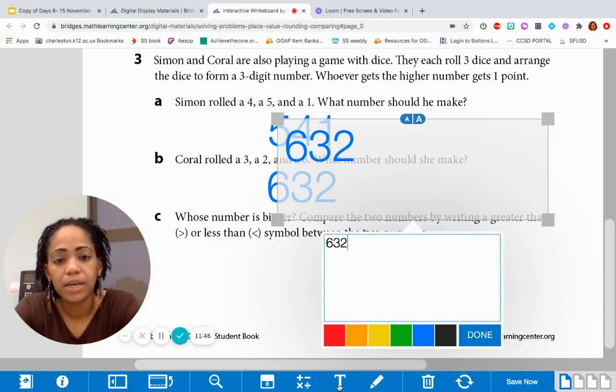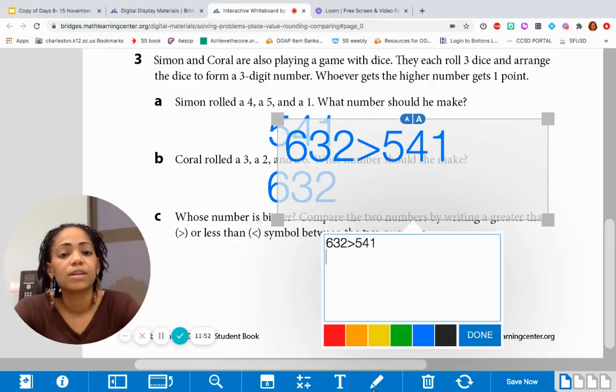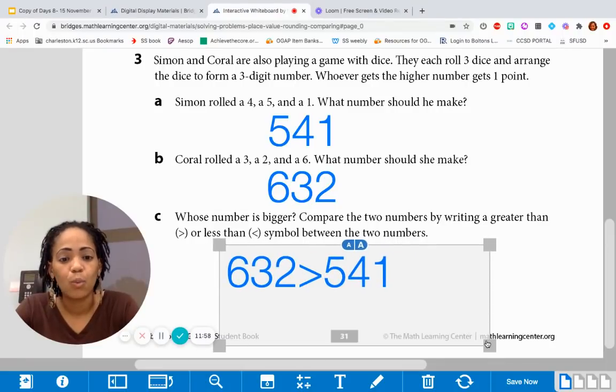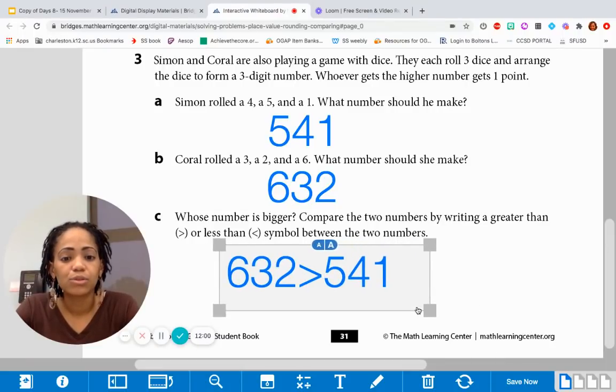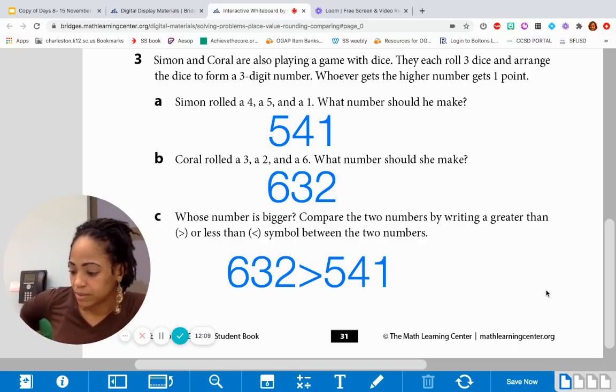Right, so I can put 632 is greater than 541. So you guys should be notating this in your number corner journal as well. 632 is greater than 541. You agree? Awesome. I'll give you a moment. Make sure you are caught up.